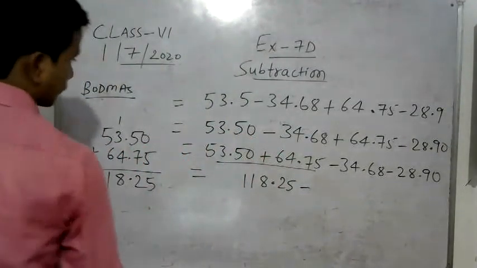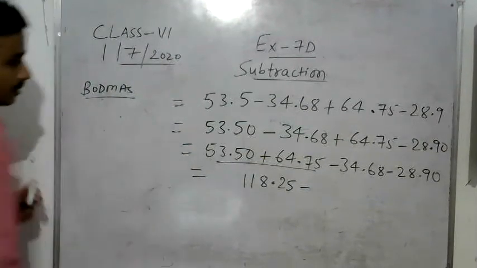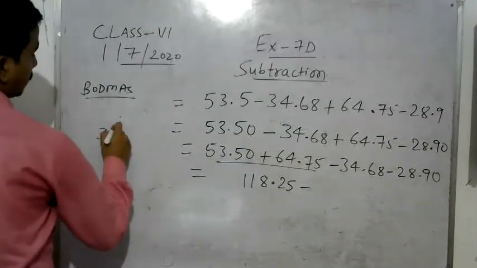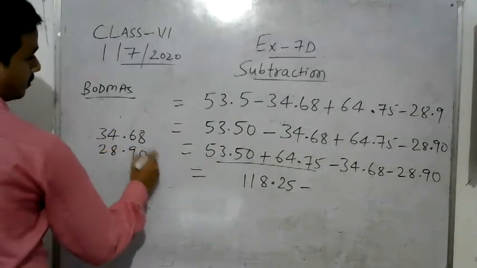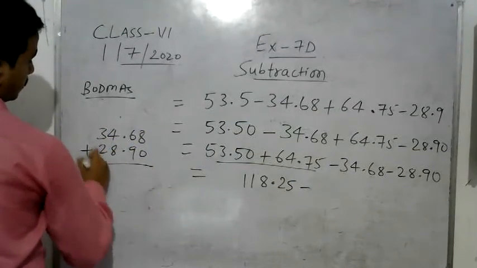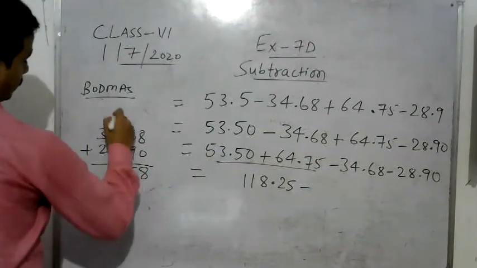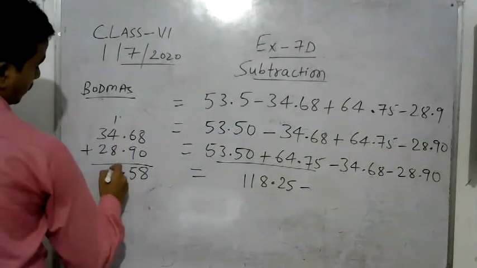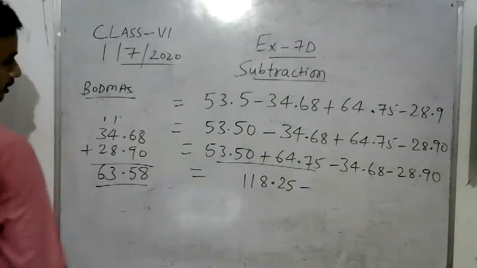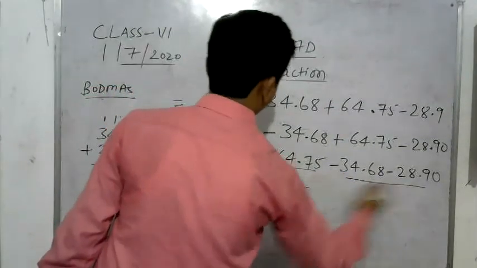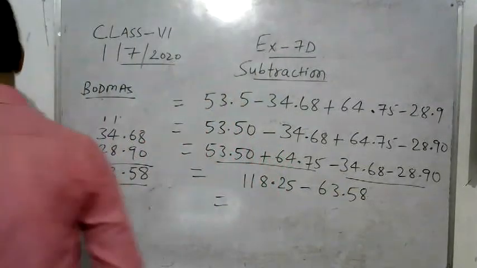Now minus minus, we know that we have to add them also. So here, add 34.68 plus 28.90. So 8 plus 0 is 8. 9 plus 6 is 15. Carry 1. 4 plus 1 is 5, 5 plus 8 is 13. Carry 1. 3 plus 2 is 5. 5 plus 1 is 6. Now it will become 63.58.